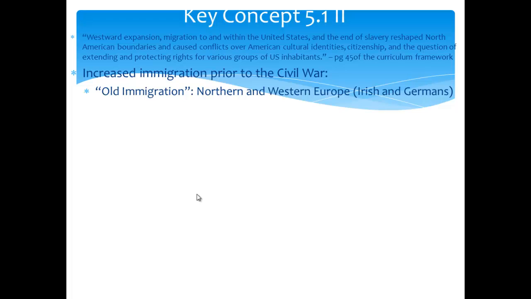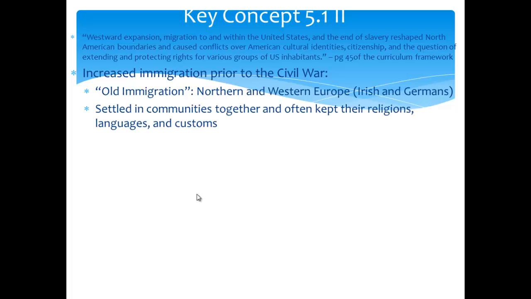and the end of slavery reshaped North American boundaries and caused conflicts over American cultural identities, citizenship, and the question of extending and protecting rights for various groups of U.S. inhabitants. So increased immigration prior to the Civil War, this is called old immigration, and old immigrants tended to come from Northern and Western Europe, especially Irish, and Germans and some British too.